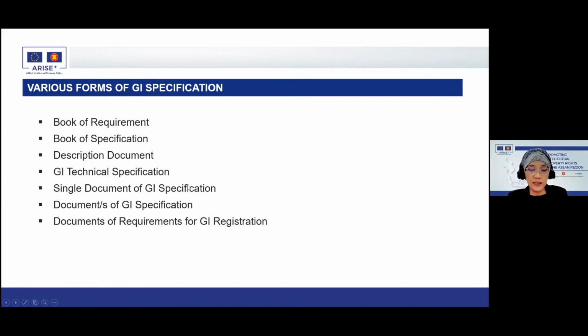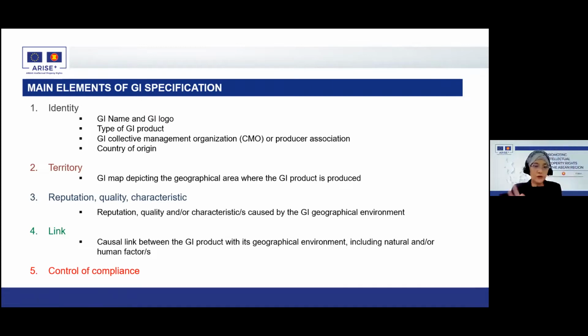A single document of GI specification. This is used in the European Union now, and documents of GI specifications or documents of requirements for GI registration. Some of our members use documents of requirements for GI registration. So many documents to fulfill the requirements of GI registration, not a single document, but many documents. With those various types of GI specifications, we've got 5 main elements. Firstly, identity.